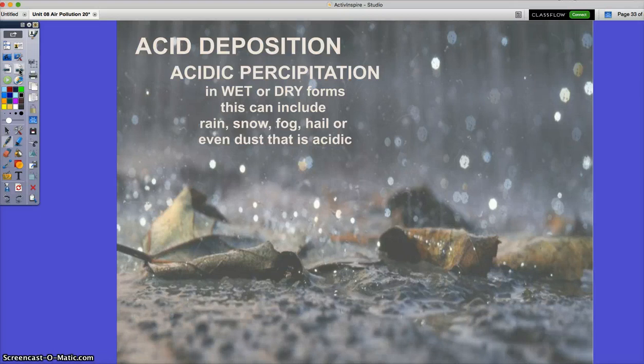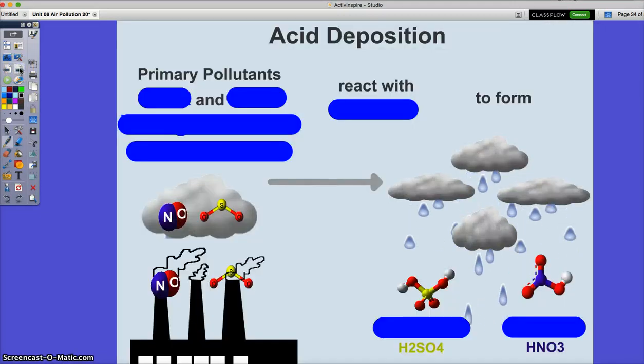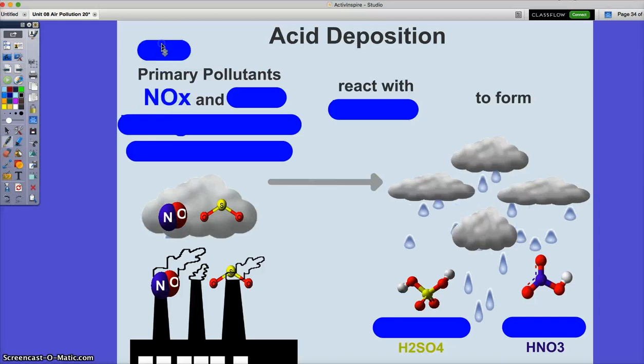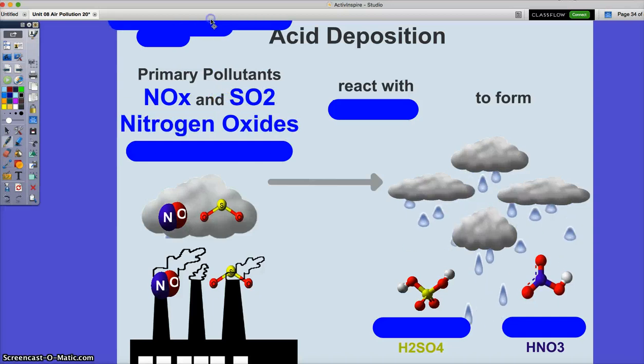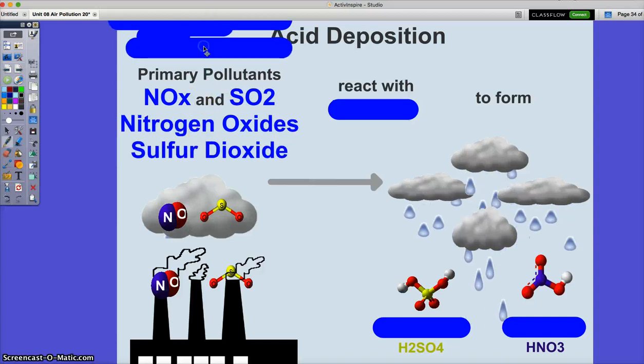When something comes down from the atmosphere, where's it going to land? In the ground or water, okay? So that's going to immediately affect ground or water with high levels of acid concentration. And this is how it happens. What primary pollutants are linked to acid deposition? You should know this. Nitrates or nitrous oxides and? Nope. Sulfur oxides. When those react with, what are we reacting with? Look at the picture.